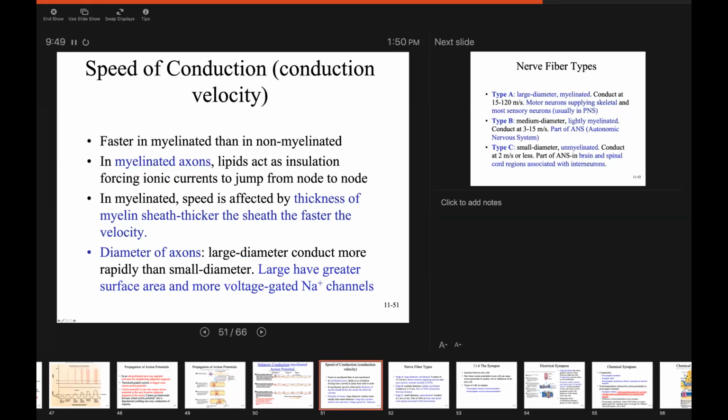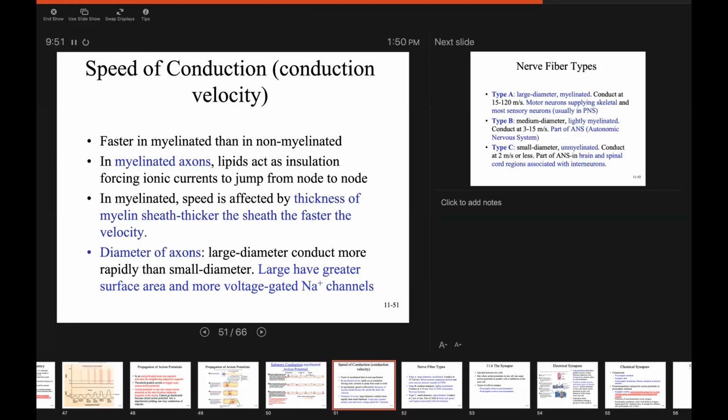Now, when we look at myelinated axons, right, the sheathing is important. The thicker the sheathing, the faster the speed of velocity. The diameter of the axons are important, and it's all about size. The larger the size of the axon, the more room for voltage-gated sodium and voltage-gated potassium channels. Just physically, there's more room.